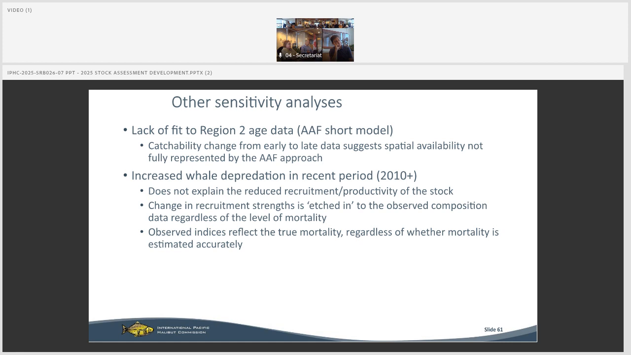Problem is, if you do that on your survey, what have you got? You've got no index that's not time varying. So that was a full stop.